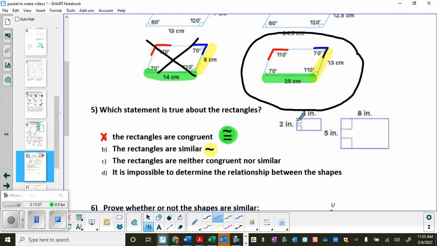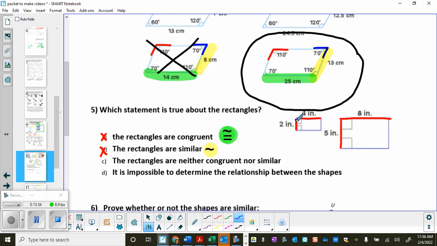Now, one way I can look at it is to say, okay, well, this height right here looks like it is half of this length. So then this height right here should be half of this length. And if this is a 5, technically that should be a 10 then. So no, these are not going to be similar. These are not similar figures. Right there, 2 doubles to this 4, so this 5, this should be an 8.